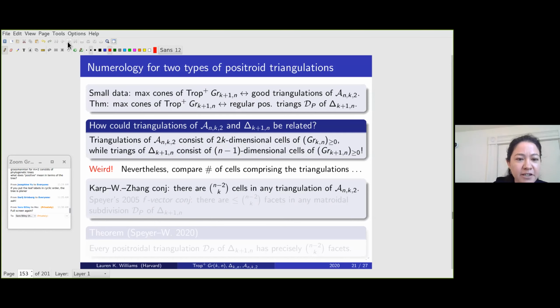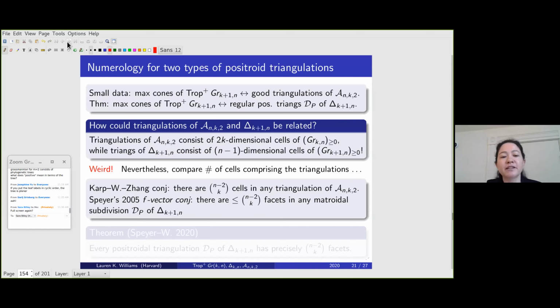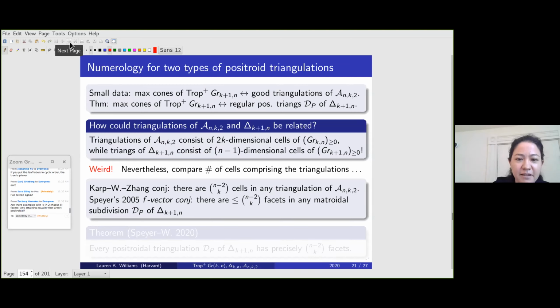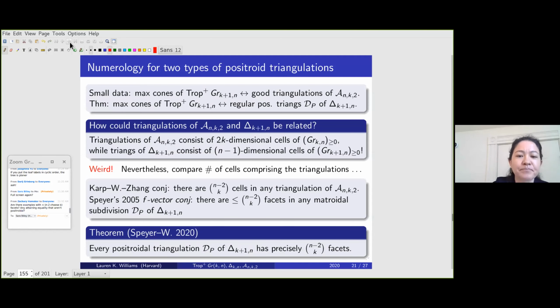According to our conjecture with Karp and Zhang, there should be (n-2 choose k) cells in any triangulation of the amplituhedron A_{n,k,2}. Now Speyer made a conjecture in 2005 that there are at most (n-2 choose k) facets in any matroidal subdivision of the hypersimplex. So we see the same binomial coefficient coming up here. And David and I looked at the positroidal subdivisions of the hypersimplex, and we showed that every positroidal simplex has exactly (n-2 choose k) facets.